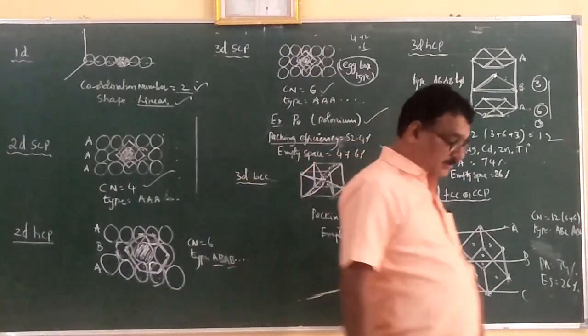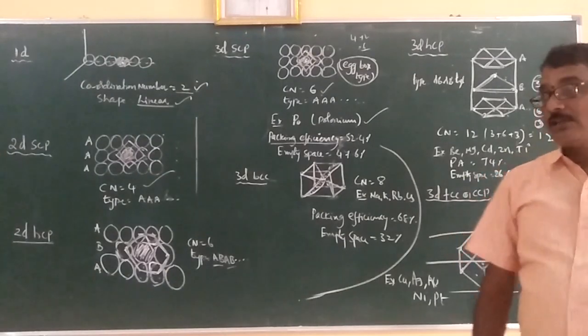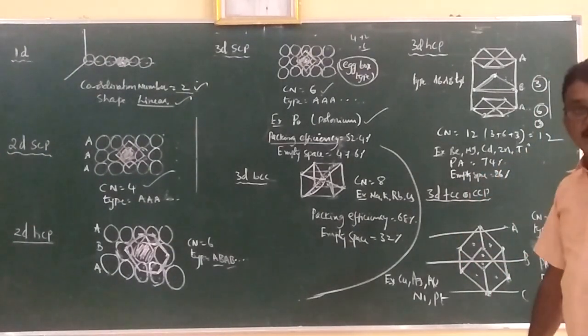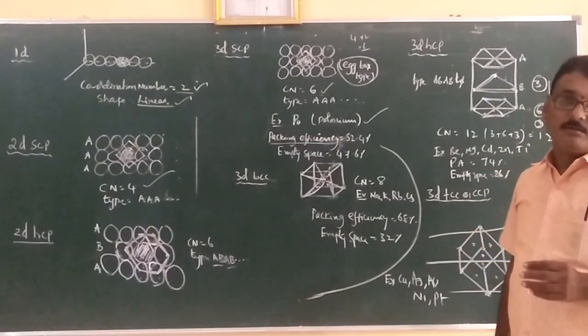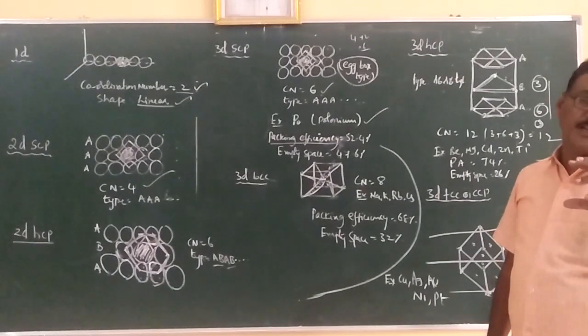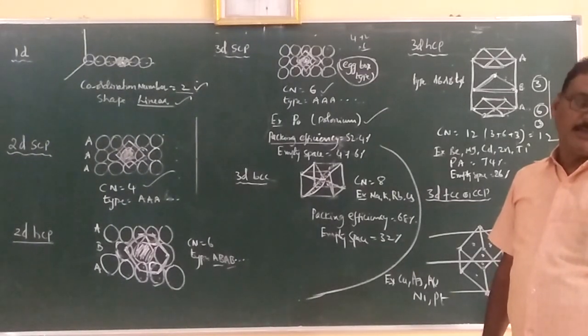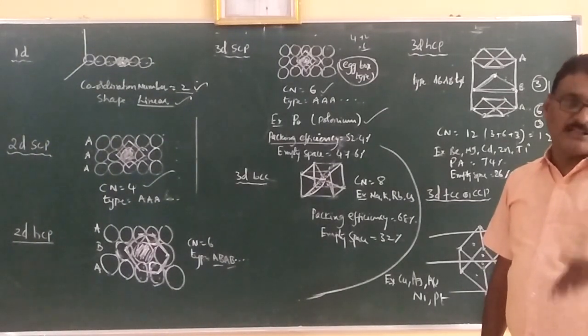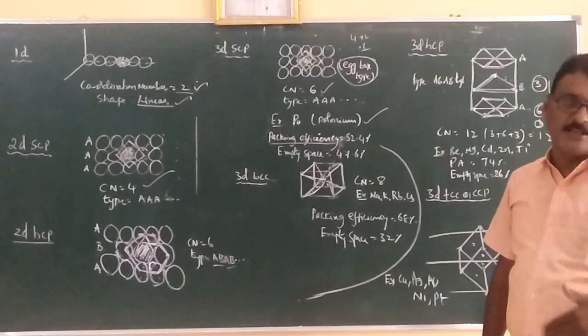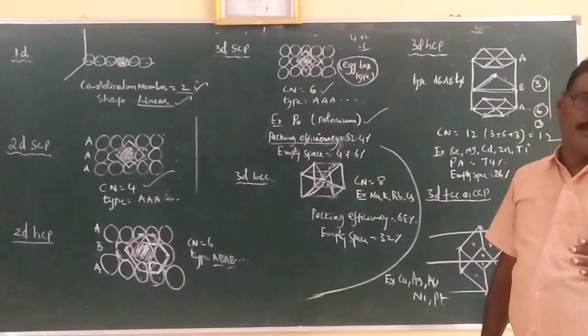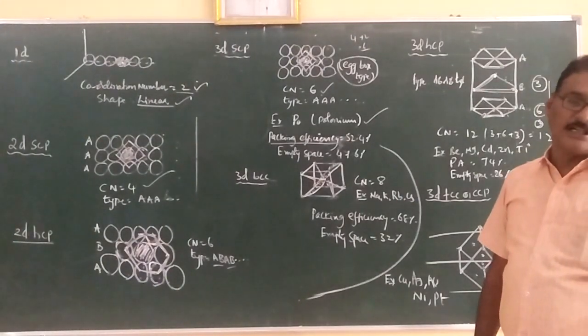So this is okay. Now 3D HCP means, what is the coordination number? 12. What is the specification? Above 3, next 6, next after that 3. 3, 6, 3. Total 12. Beryllium, magnesium, titanium, zinc are examples.